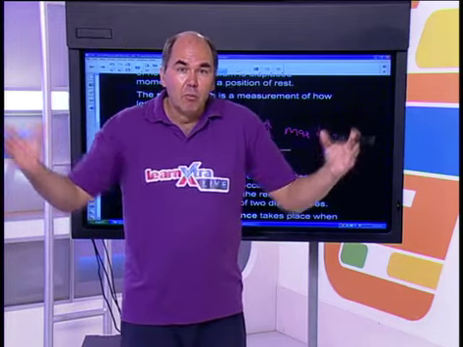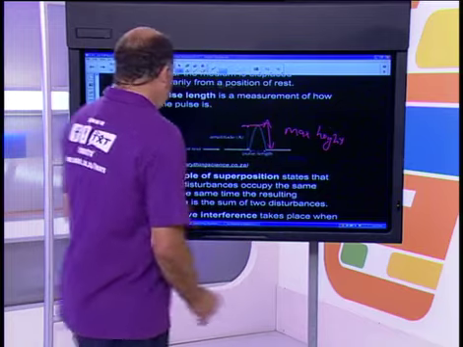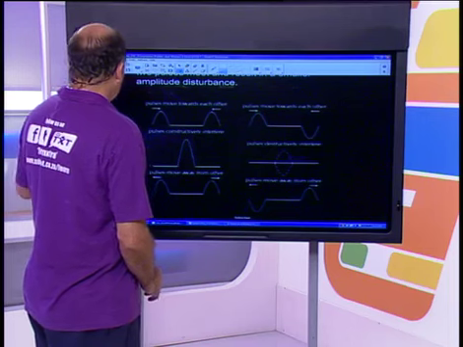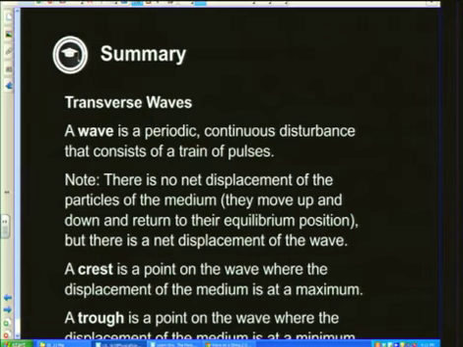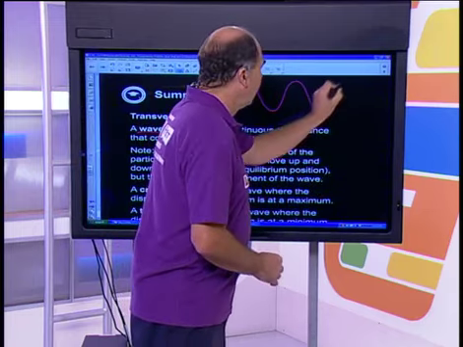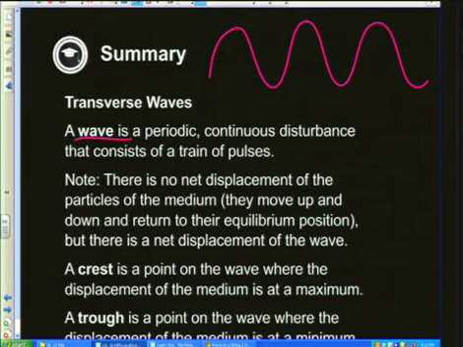Now, when we put more than one pulse together, we get, I want to move on. I'm not going to deal with that. We get a wave. Now, a wave is multiple pulses joined together. They're repeated, they're regular, they move through the medium, and you get this sort of shape. You need to be able to recognize that the top maximum is known as a crest, and the bottom dip is known as a trough.